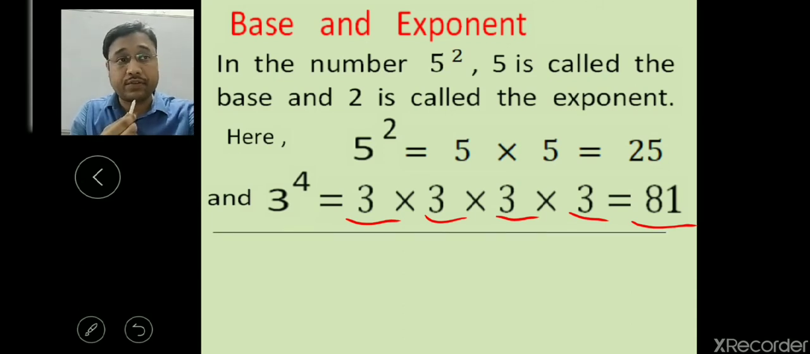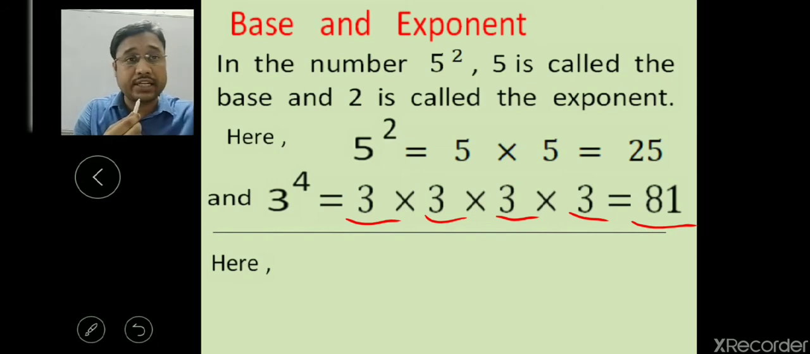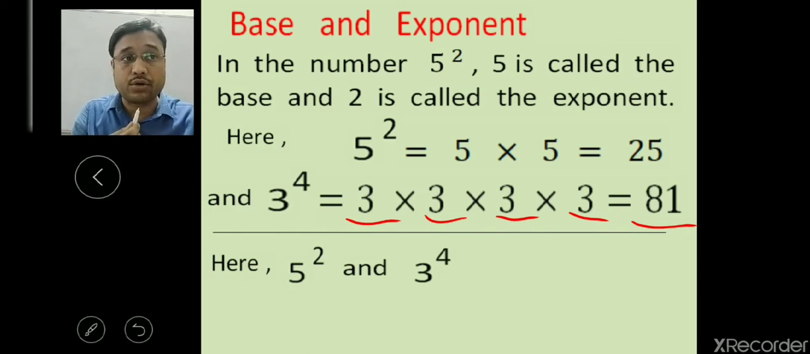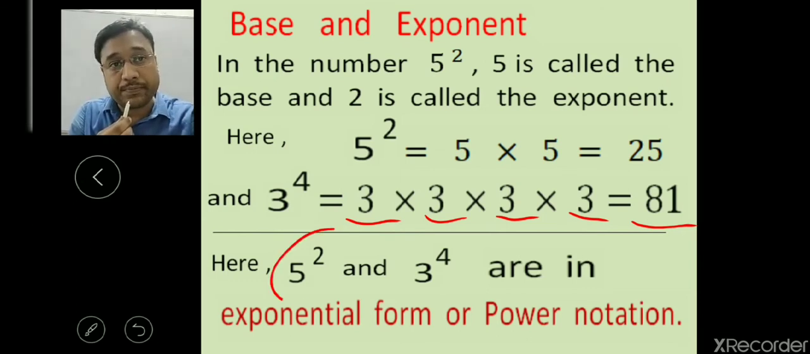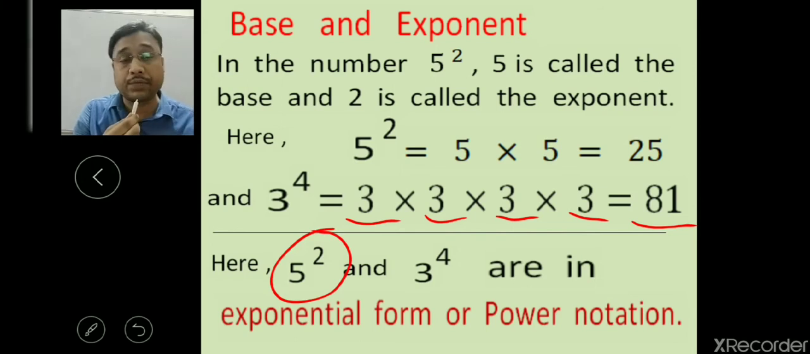Then we can understand here that 5 square and 3 to the power 4 are in exponential form or power notation, because these numbers have been given here with the exponent. Base is also given and upside some power we are seeing here. So these numbers are called exponential form or power notation.